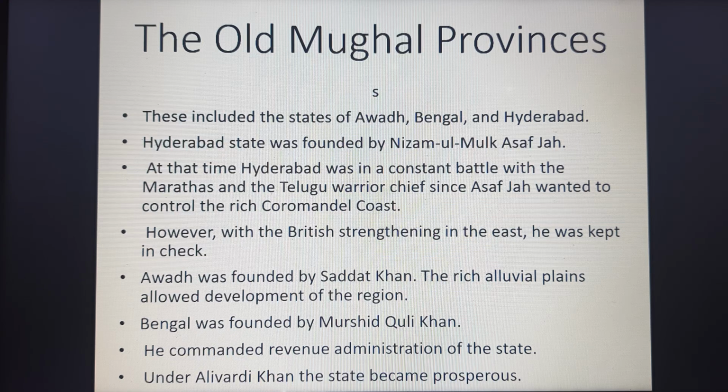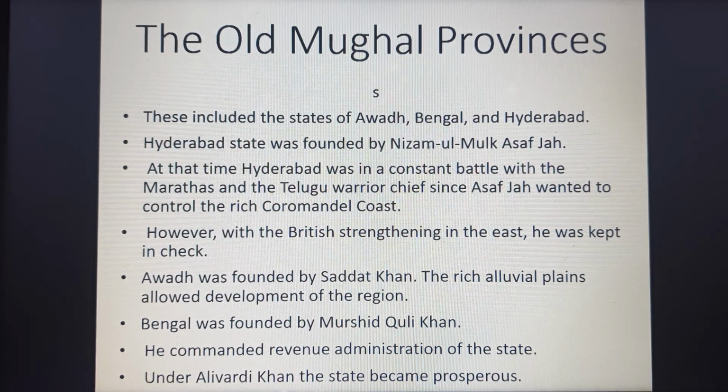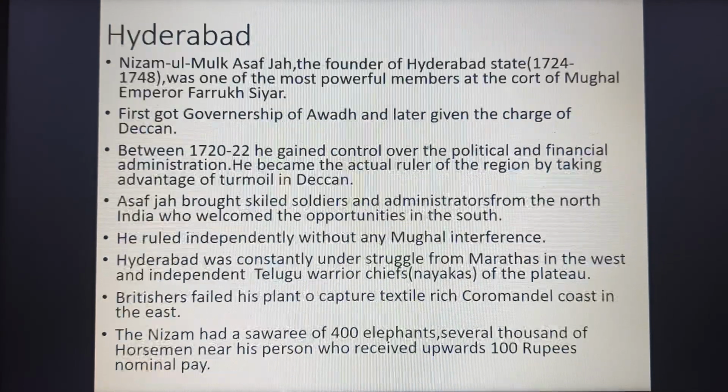Bengal was founded by Murshid Quli Khan. Murshid Quli Khan was also the Nawab of Bengal, and he founded Bengal at that time. He commanded the revenue administration of the state. Under Alivardi Khan, the state became prosperous.